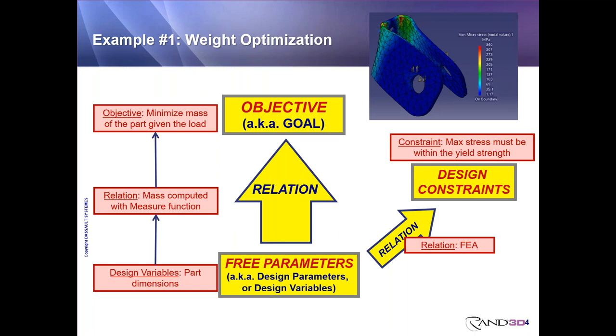The design variables are now part dimensions such as thickness, radius, hole diameter, and other things. And you need to set up a relation which will compute the mass with a measure function based on the dimensions of the part. Now, because it's a load-bearing part, you also need to consider a constraint, which is that the maximum stress must be within the yield strength of the material. And the relation in this case is a finite element analysis. It's kind of like a black box. It's not some kind of mathematical formula you can write down on a napkin or a piece of paper. It's a black box. So let's see how it all works.